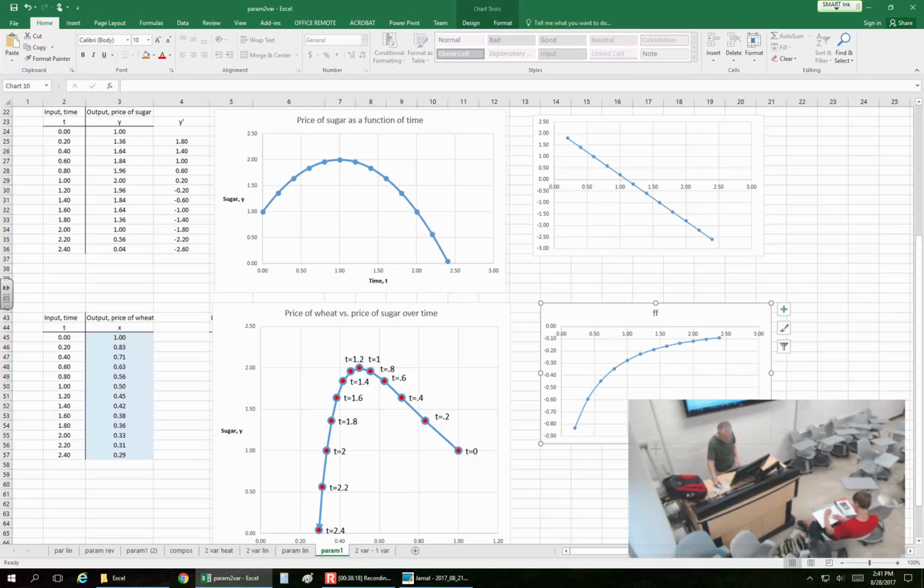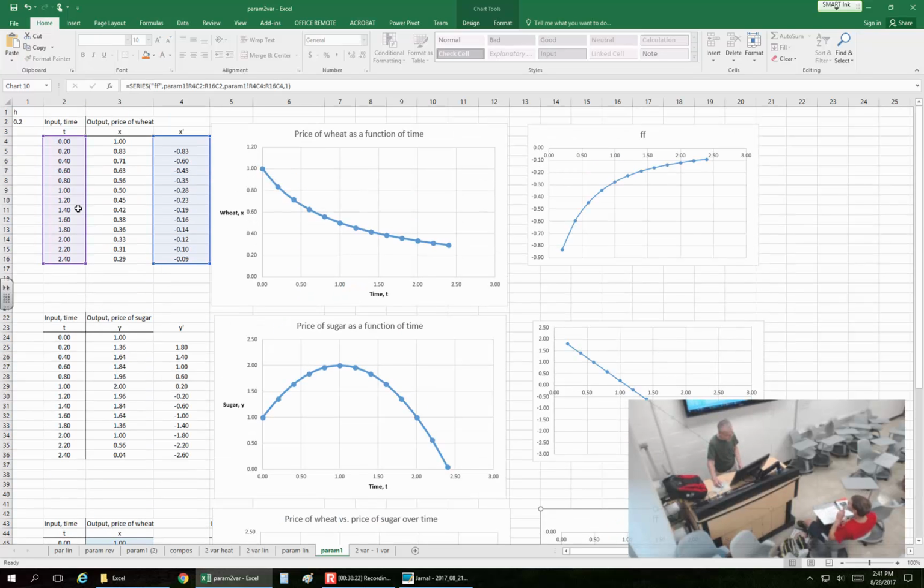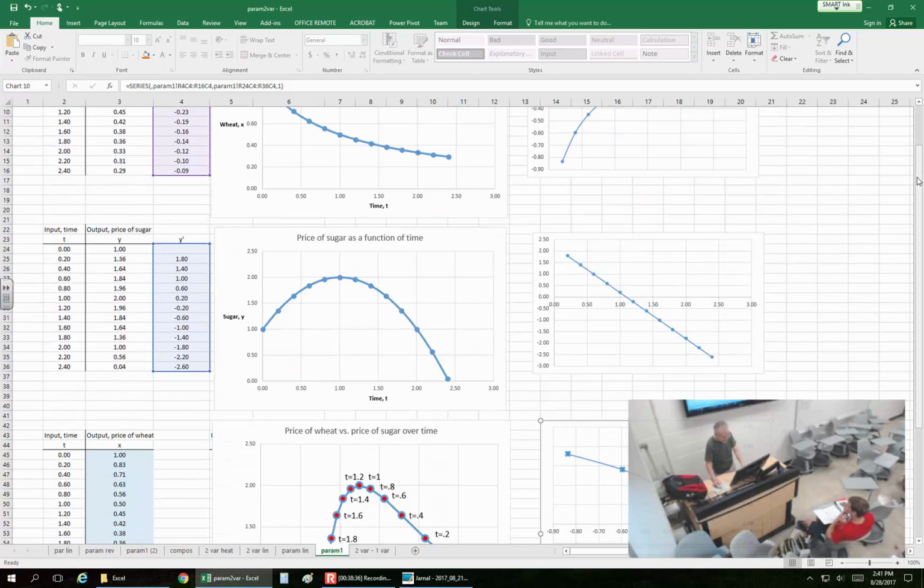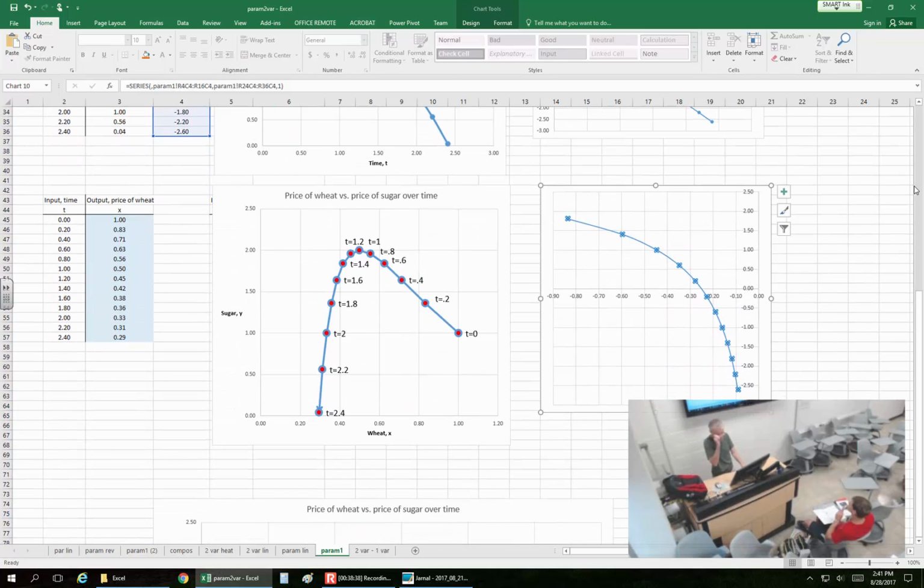Okay, so this is supposed to be my parameter curve. Let me just choose the data correctly, like this and like that. Okay, do you see that? I'm choosing for my parameter curve data from x prime and y prime together. Okay, so this, at the bottom, is my derivative as a parameter curve.